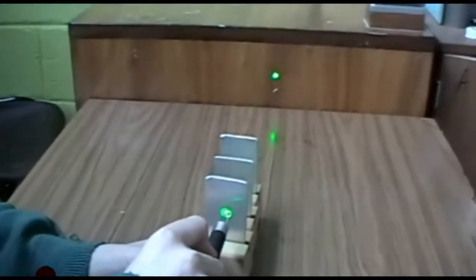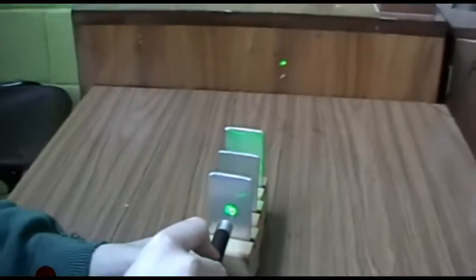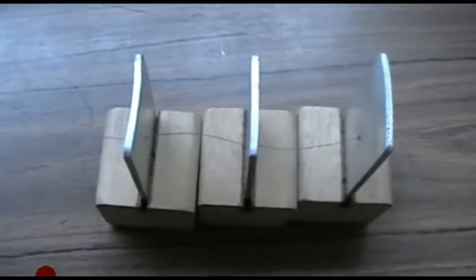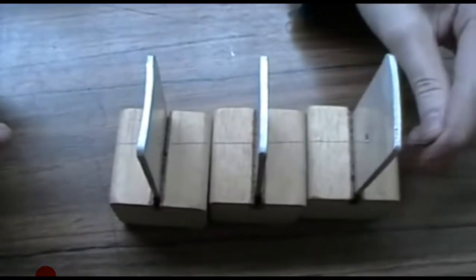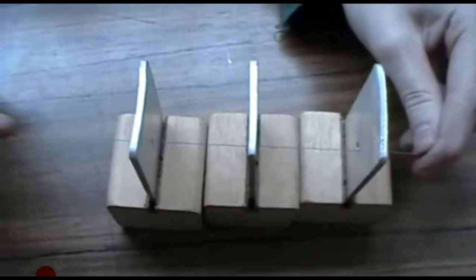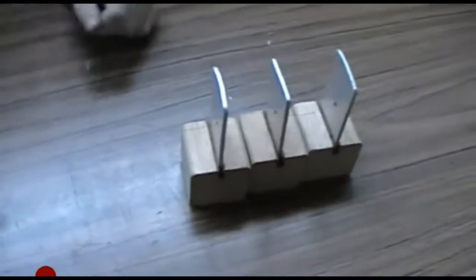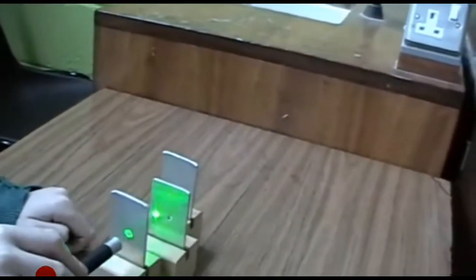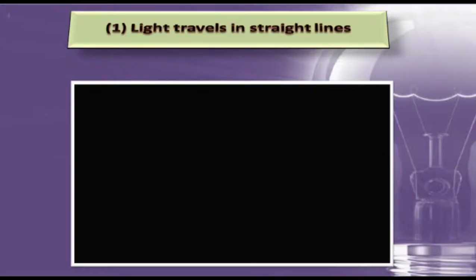You can see that the light shows from the other side in one straight line. But when you move the second partition to the right or left side, you can't see the light from the other side. From the previous, we conclude that light travels in straight lines.